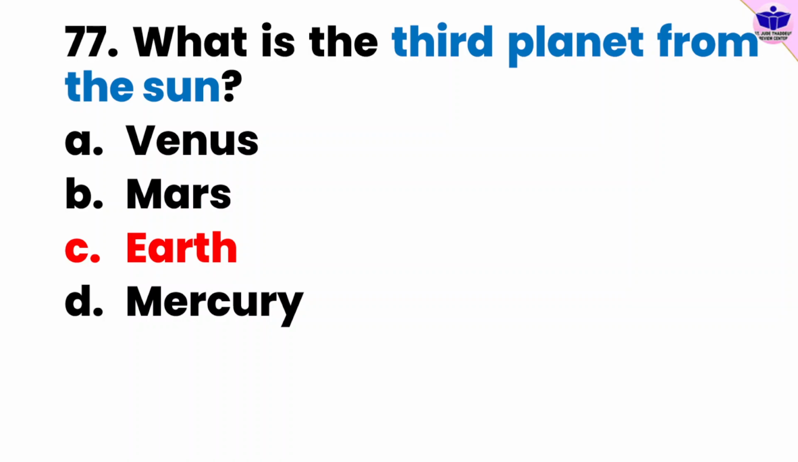And after Earth, we have Mars. And after Mars, the largest planet in the solar system, Jupiter. And after Jupiter, we have Saturn. And after Saturn, we have Uranus. And after Uranus, Neptune. And that's all about the planets in the solar system. Pluto, on the other hand, was demoted into a dwarf planet.